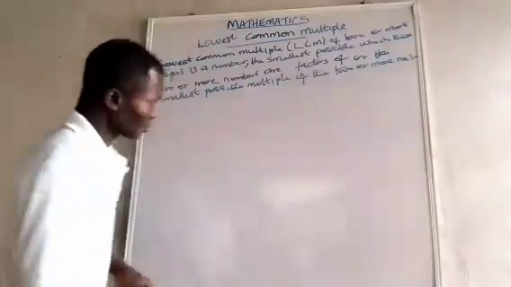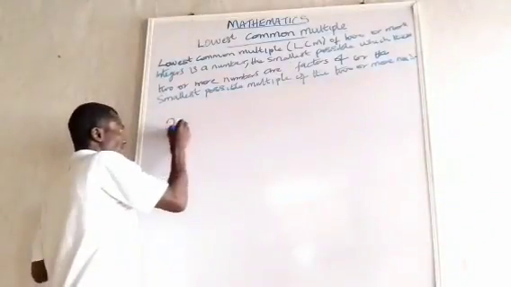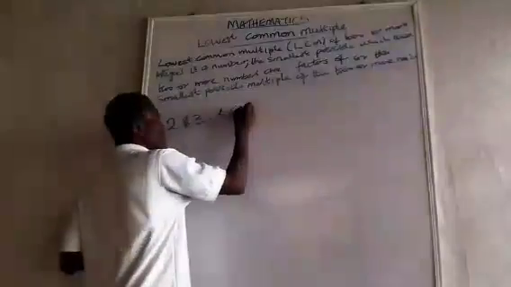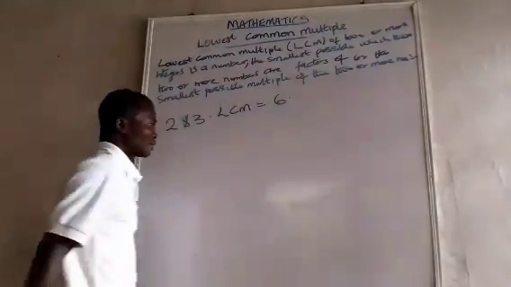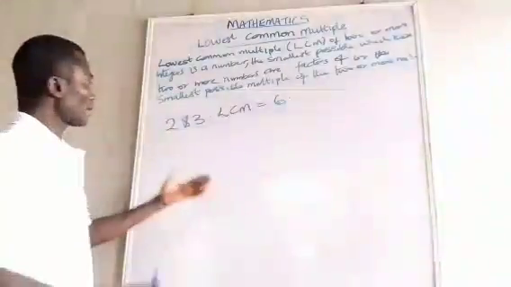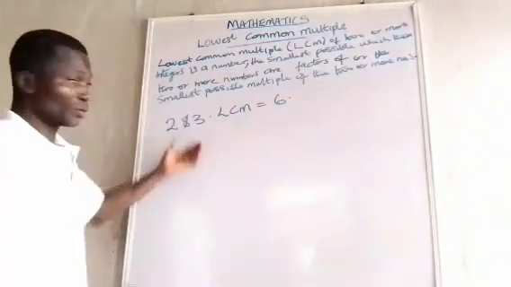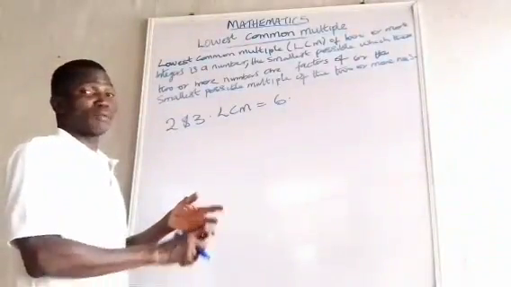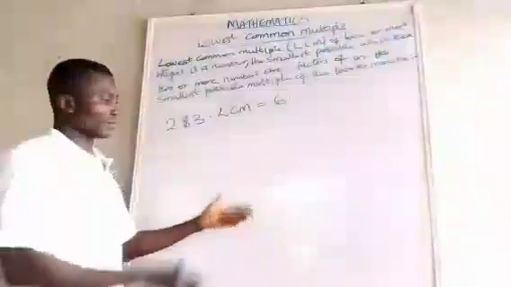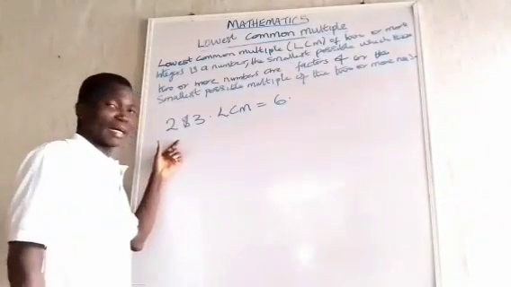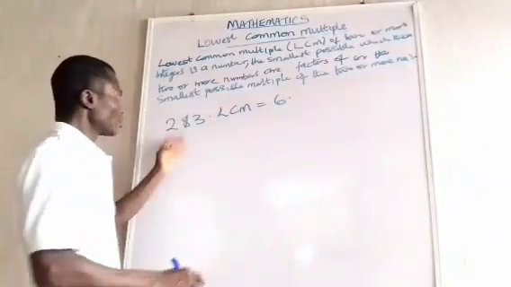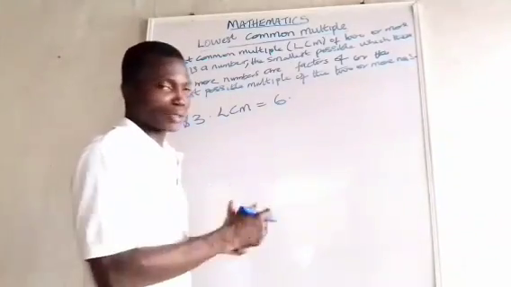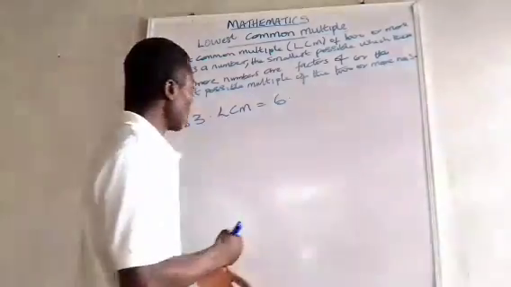Let's look at this example. For 2 and 3, the LCM is 6. Why? If you look at number 2, 3 won't go there. In number 3, 2 won't go. Number 4, 2 will go, 3 won't go. Number 5, 2 can't go, 3 can't go. Number 6, 2 and 3 can divide it conveniently. And any number below that one will not be okay.